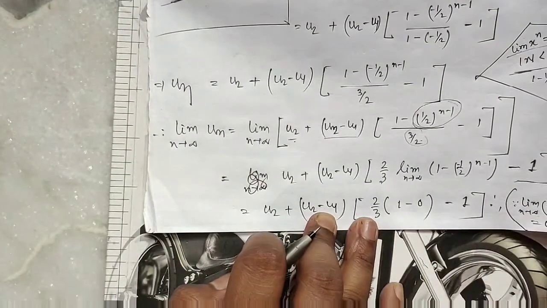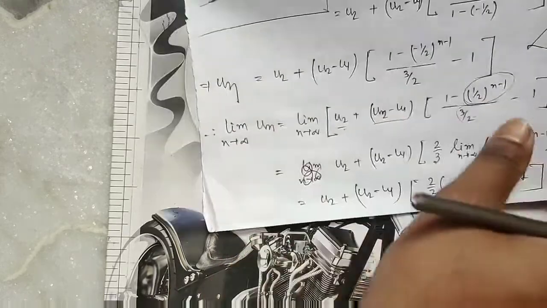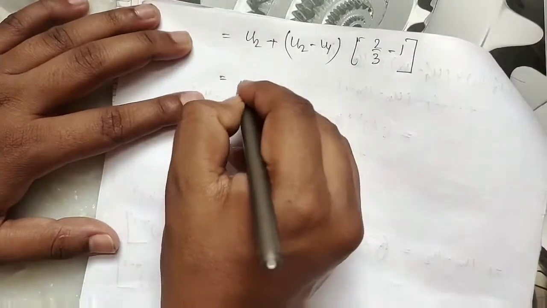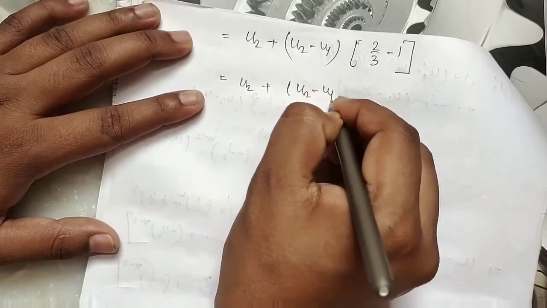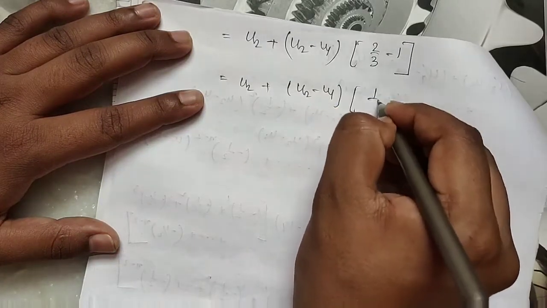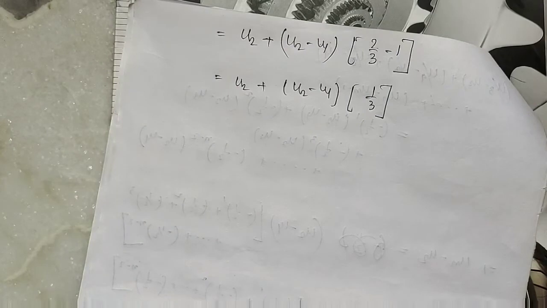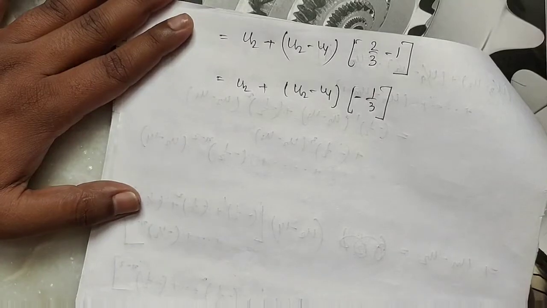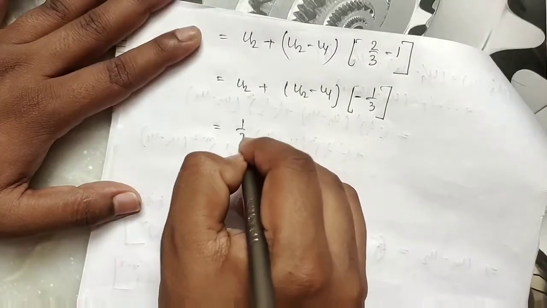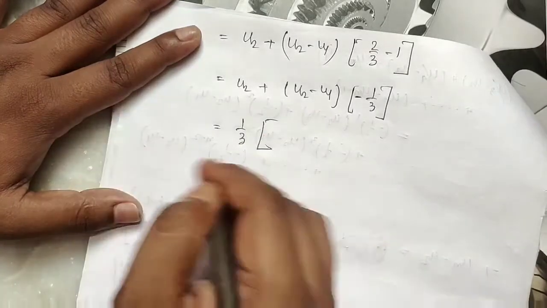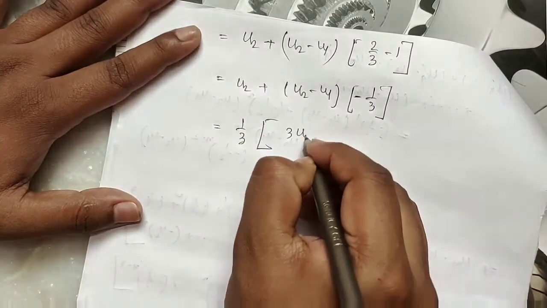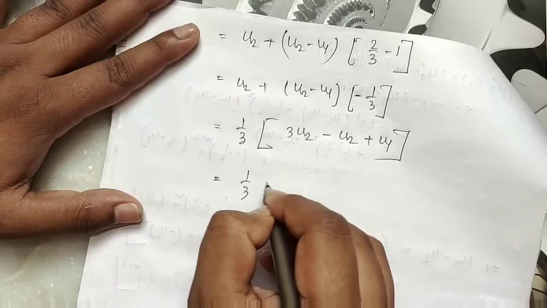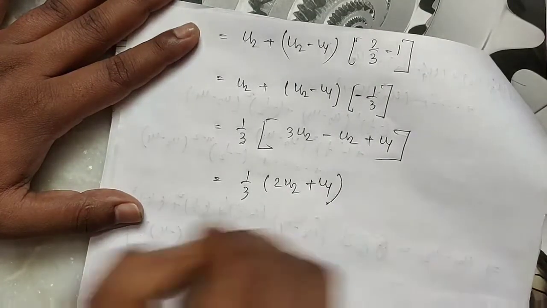See, 2 by 3 minus 1. Okay, so this is equal to u2 plus (u2 minus u1) into, this is 1 by 3, sorry, this is minus 1 by 3. Okay, so if we take the LCM, this is 1 by 3 into (3u2 minus u2 plus u1). Okay, so this is equal to 1 by 3 into (2u2 plus u1). Clear?